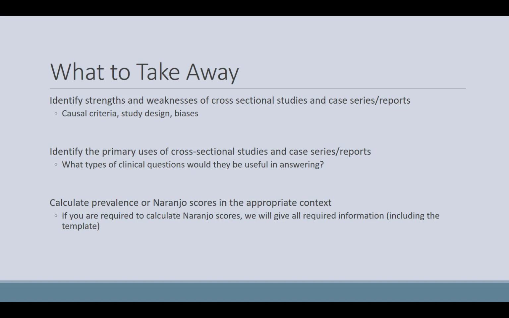Again, if you are required to calculate Naranjo scores, we will give you all the required information, including the template, so please do not spend time memorizing that.